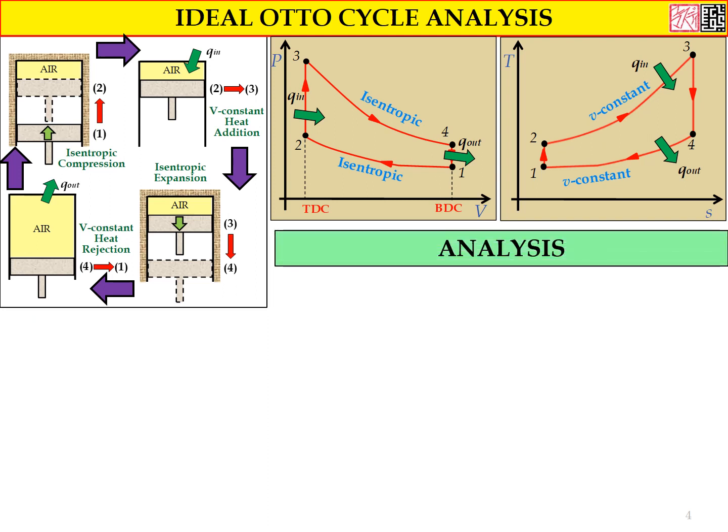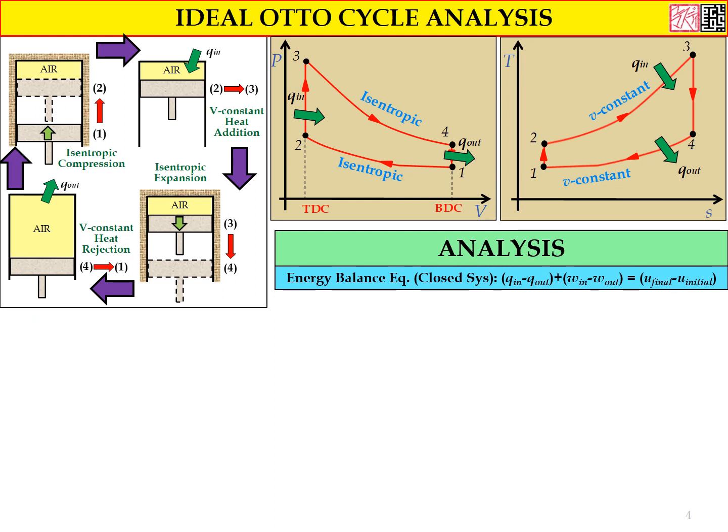For the analysis, because the Otto cycle involves energy transfer, we need to use the energy balance equation to determine the energy involved with each process in the Otto cycle. The aim of using the energy balance equation is to determine the value of Q in and also Q out for the Otto cycle.